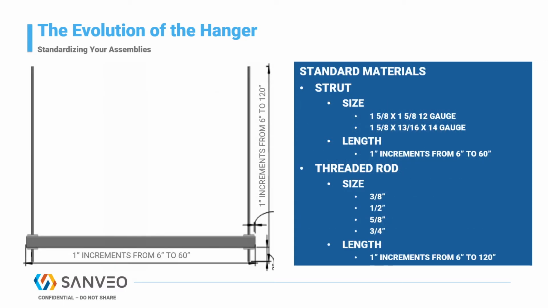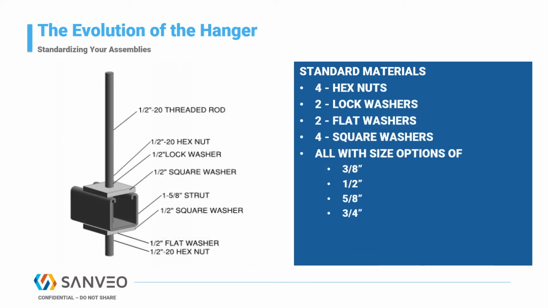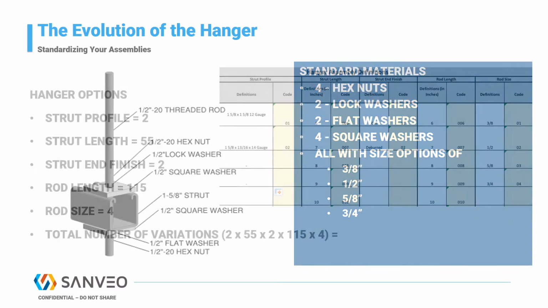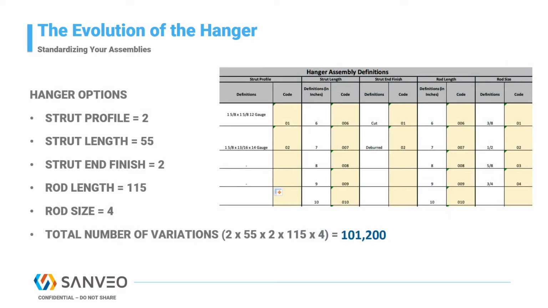A hanger can vary in strut size, strut lengths with 1-inch increments from 6 inches to 60 inches, rod size, and rod lengths with 1-inch increments from 6 inches to 120 inches. In addition to that, the hex nuts and washers will all vary with different size options. When you look at all these options combined, that is over 100,000 variations. So, how do we begin to narrow those options down?